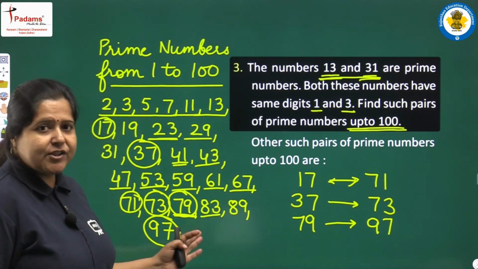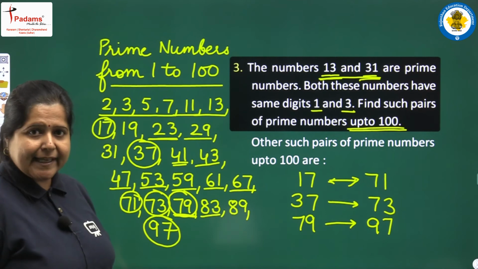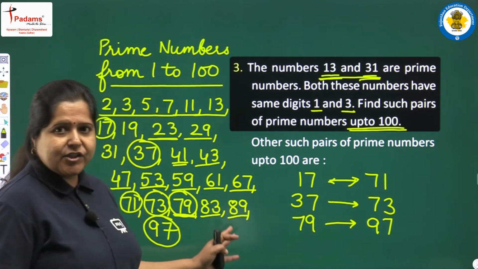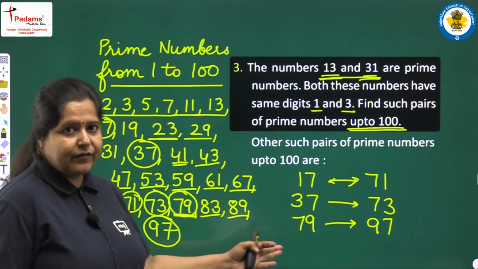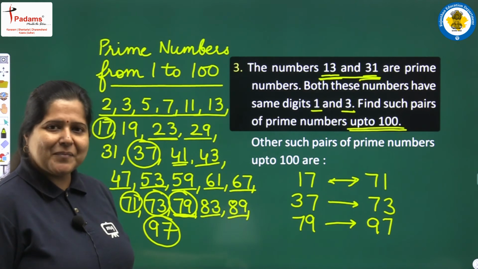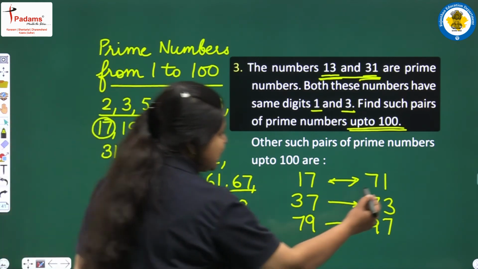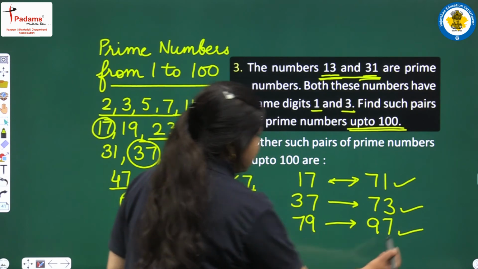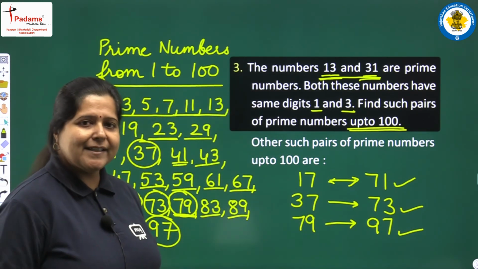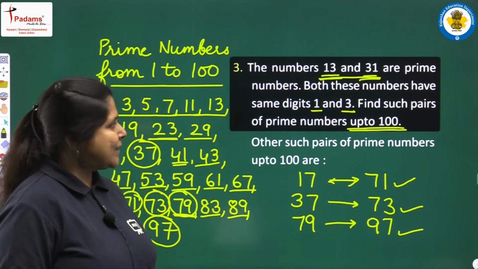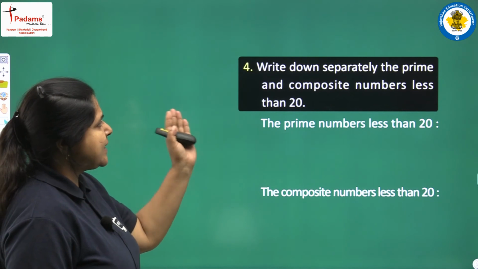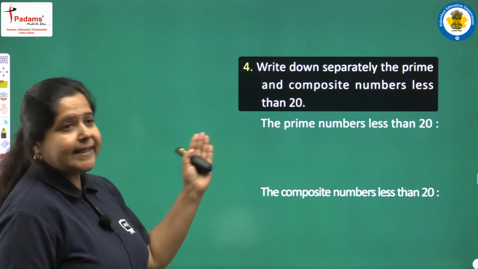83, on interchanging 8 and 3 we get 38, which is even, it will not be prime. And again on interchanging 89, 8 and 9 we will get 98, which will be even, and it will again not be a prime number. So we have these three pairs, such pairs of prime numbers in which even on interchanging we get the prime number. Then what next we have is, write down separately the prime and composite numbers less than 20.